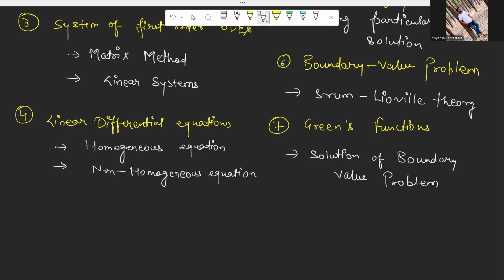These are the high weightage topics for CSIR-NET, that is existence and uniqueness theorem, linear ODEs, system of ODEs, variation of parameters, Sturm-Liouville problem, and Green's function. These topics may contribute about 4 to 7 questions in each CSIR-NET exam.